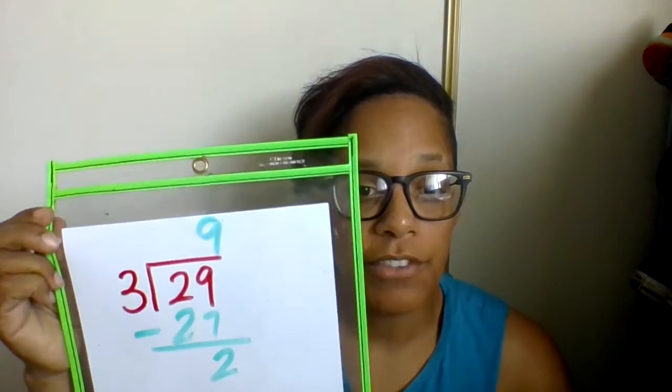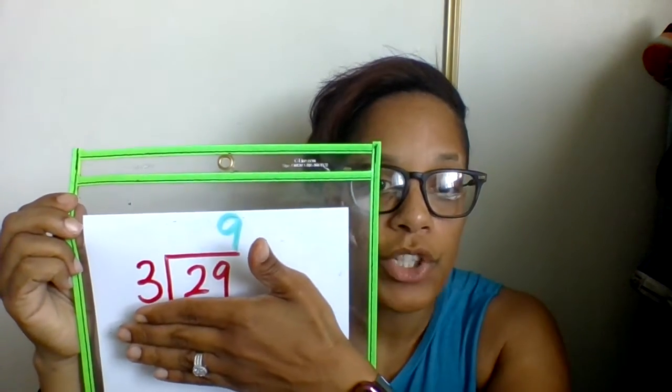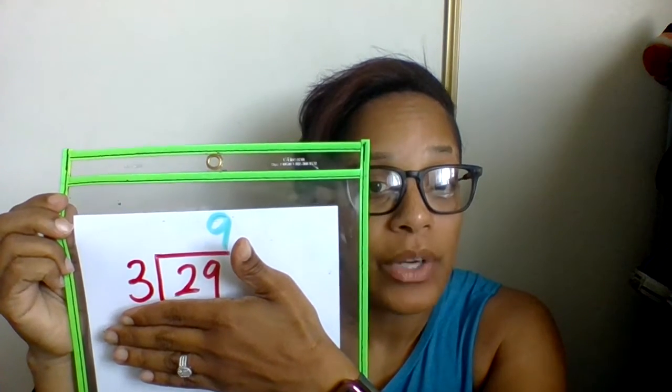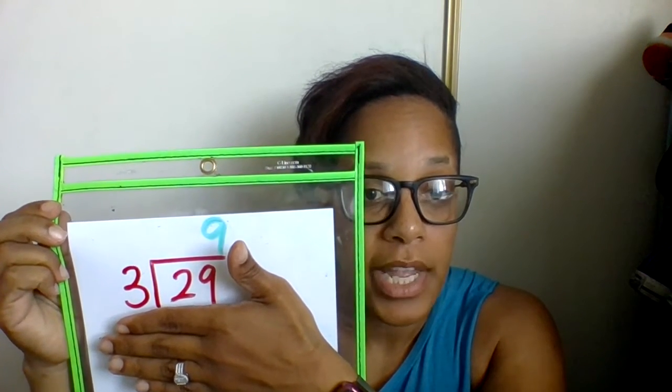So in that last problem, it was 3 divided by 29. And instead of showing all this work, we would just write 9. So there's about 9 groups of 3 in 29. That would be short division.